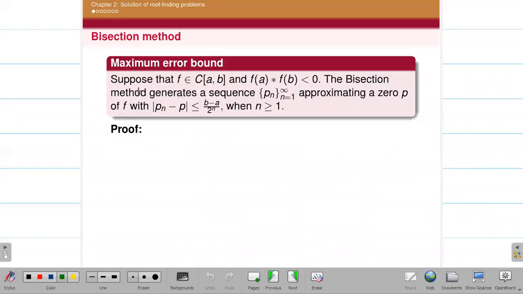Now we have one theorem here. For the maximum error bound, we take the same conditions on the function that we took in the IVT, intermediate value theorem: the function is continuous and at the end points of the interval, f of a into f of b is less than 0, meaning they are of opposite sign.